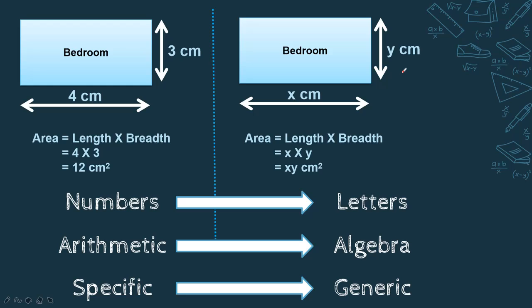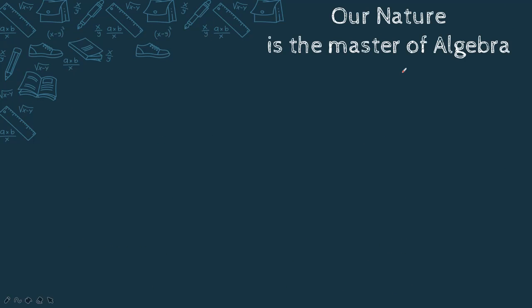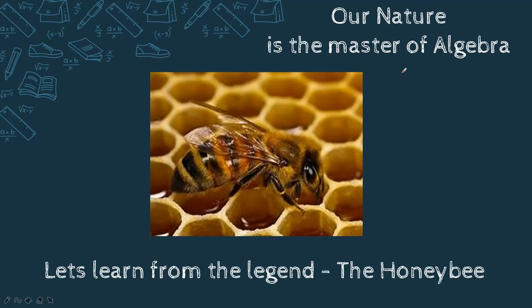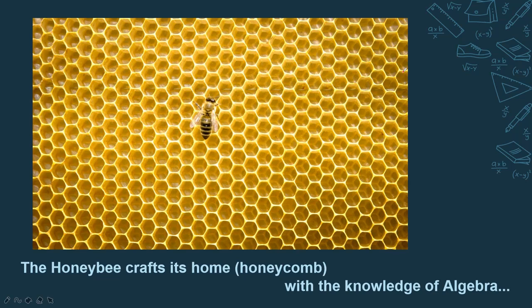Now the question comes, why do we learn that? In order to understand, let's see our nature, because nature is the master of algebra. One beautiful example is our honeybee. Let's learn the algebra from this legend, the honeybee. You will be surprised that the honeybee crafts this wonderful home with the knowledge of algebra. The honeybee knows algebra more than you actually.